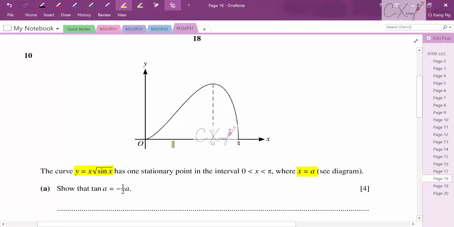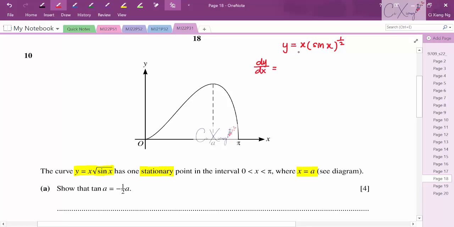Okay, so to show this question, generally we will need to start from the information where we are having the stationary point at x equals to a. So let's try how to find out the stationary point. To find the stationary point, basically we need to apply differentiation. So we are having y equals to x and then sine x power half. So we can say that this is actually the product of two functions, all right? So to find the differentiation, we actually have to apply a product rule.